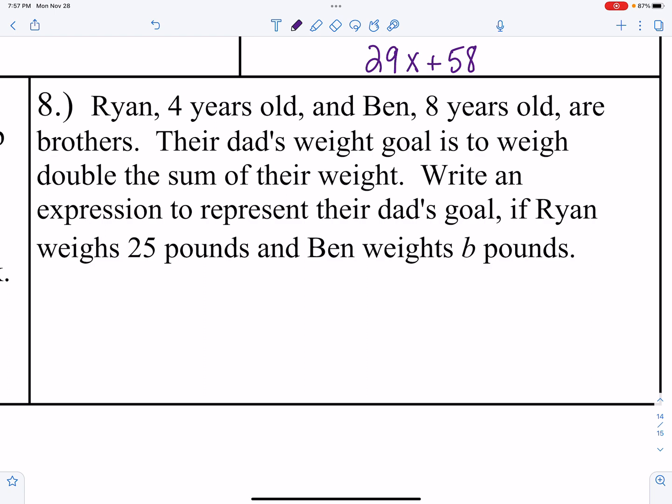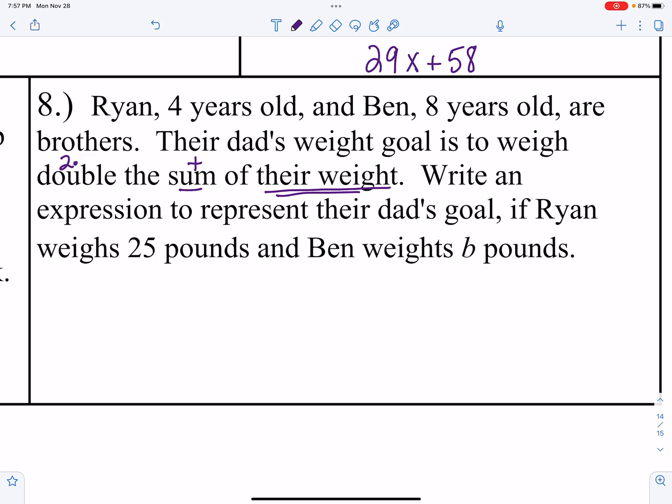All right, Ryan, who's 4 years old, and Ben, who's 8 years old, are brothers. Okay, don't care at this point. Their dad's weight goal is to weigh double the sum of their weight. So sum is addition of their weight. So I need to find out what their weight is. The dad wants to do 2 times, or double. Okay, so that's something to be aware of here.